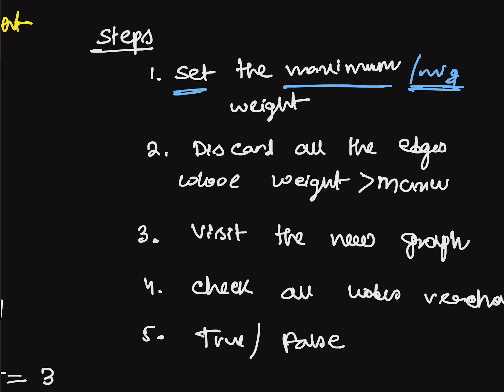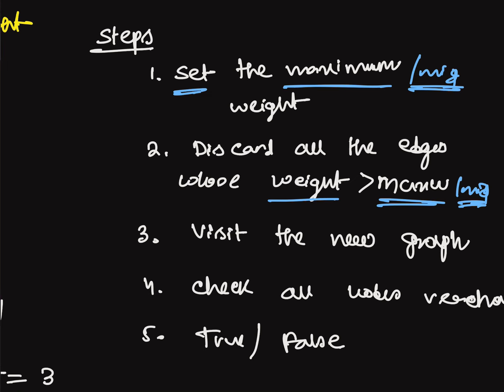Next, discard all the edges whose weight is greater than the current maximum weight, or here, the mid, since I'm using binary search. So I will discard those edges. Now we will get a resultant graph that has fewer edges.